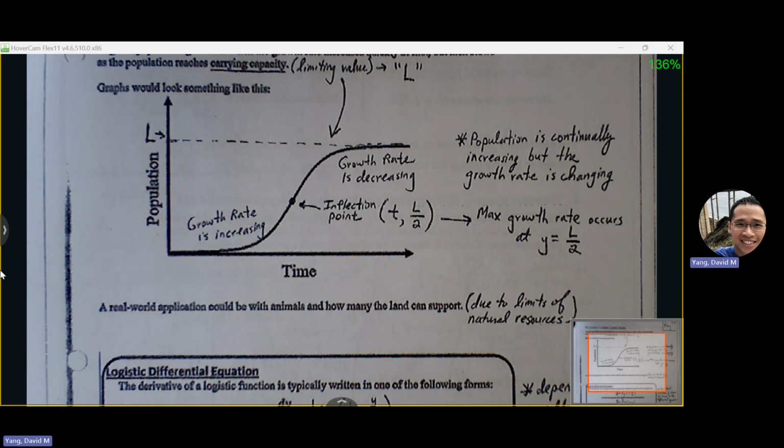A real world application could be with animals and how many animals the land can support. Due to the limits of natural resources, the population is not going to continue to rise without bound, right? There's going to be some maximum that the land can support.